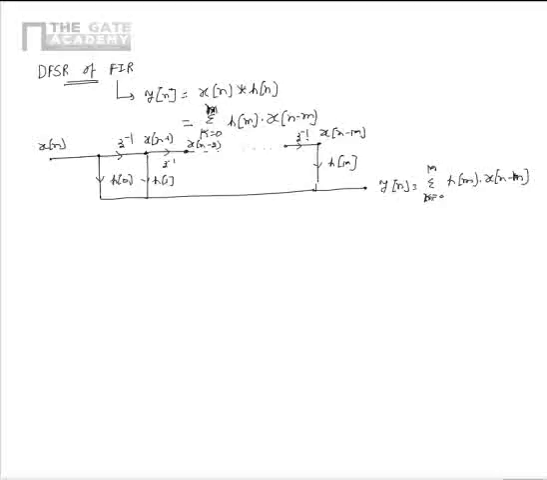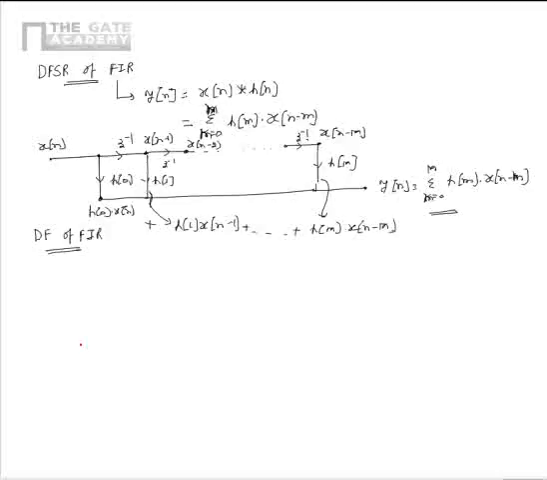Sorry, let this be m. Let this also be m. So the output at this point is equal to h of 0 into x of n. The output at this point is equal to h of 1 multiplied by x of n minus 1. The output at this point is equal to h of m multiplied by x of n minus m. All these intermediate outputs are added to get y of n. So this is called the direct form implementation of an FIR filter.